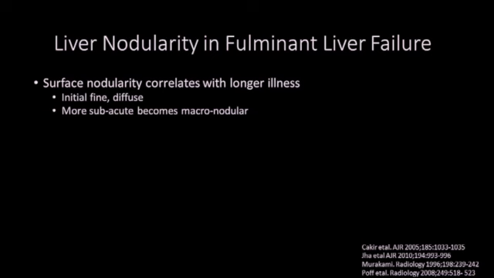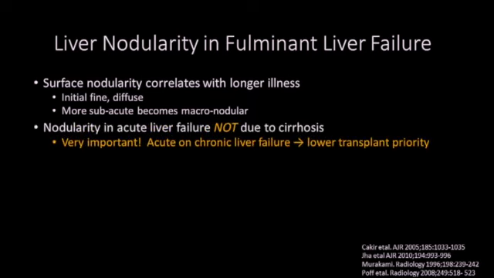The liver nodularity in fulminant liver failure correlates with the length of the illness. The longer the patient is sick, as you get into the late acute phase and the subacute phase, the liver nodularity becomes greater and greater. Initially, it may be fine and diffuse, and then it becomes very macronodular.